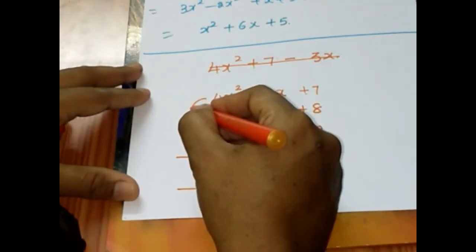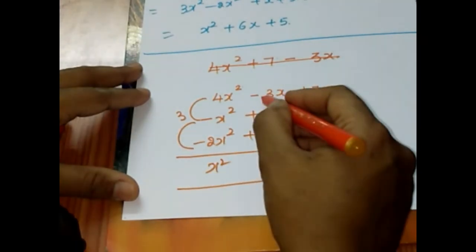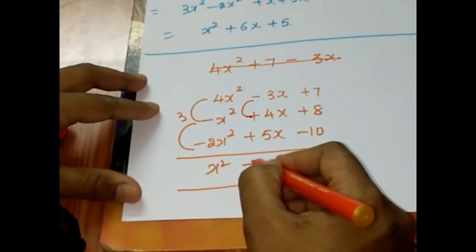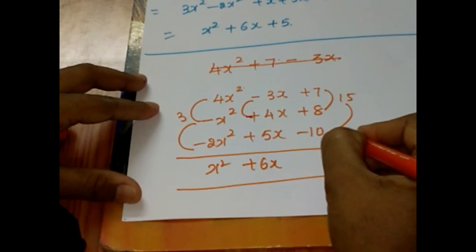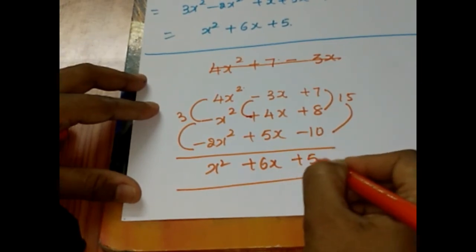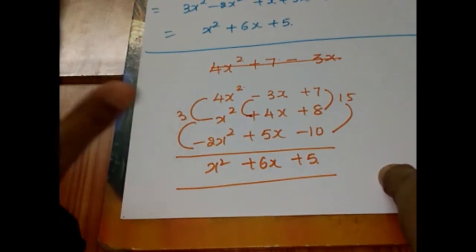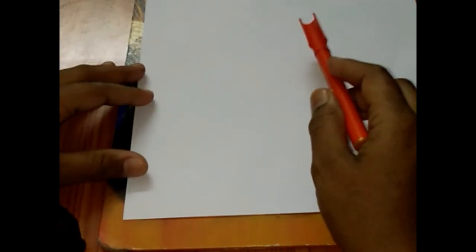Now 4 minus 1 is 3, 3 minus 2 is 1. 3 minus 3 plus 4 is 1. 1 plus 5 is 6x. 15 minus 10 is plus 5. x square plus 6x plus 5. So by this we have completed the solution of the first 5 problems, children. So let me mark question number 6 as homework.